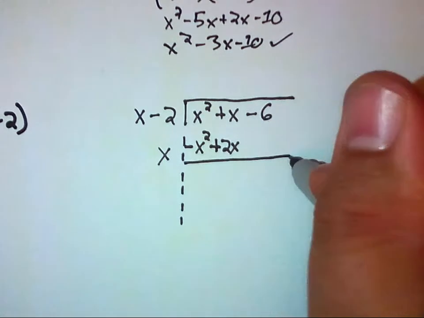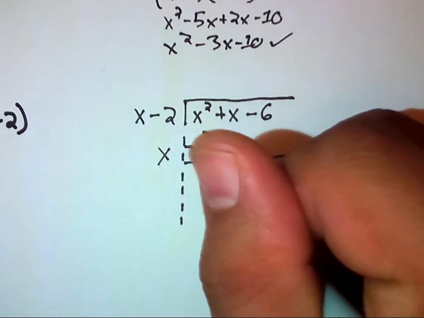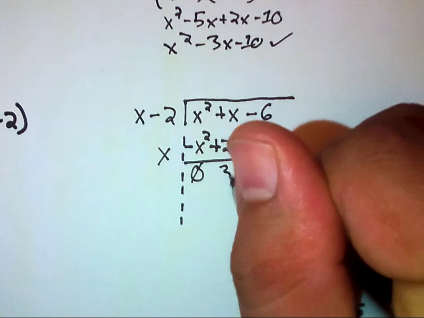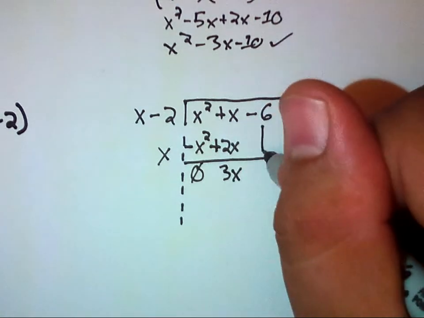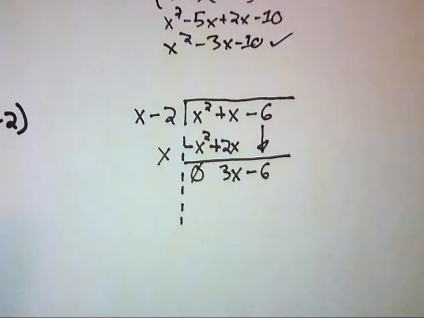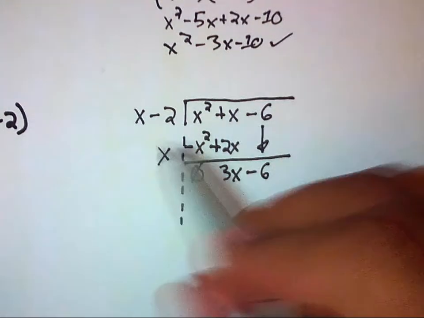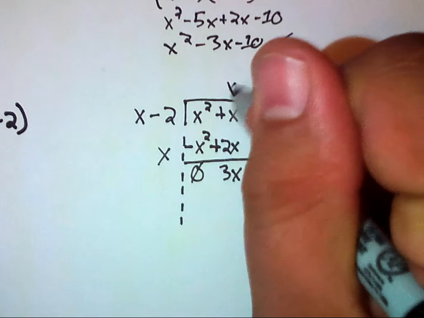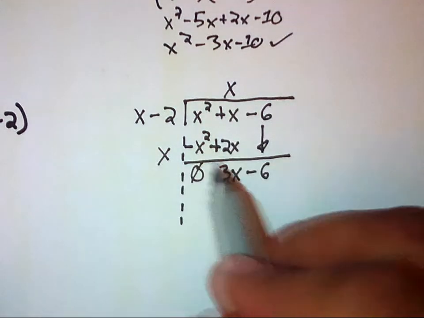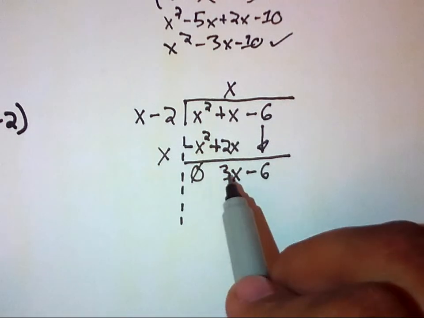Now, when I clean this up, x squared minus x squared goes away. And x plus 2x becomes 3x. And then you just bring down the minus 6. So now I need to think to myself, okay, I already did this part, so I'm cool here. We can actually even put that up top and say x. But now I need to think about, how do I make x look like 3x?